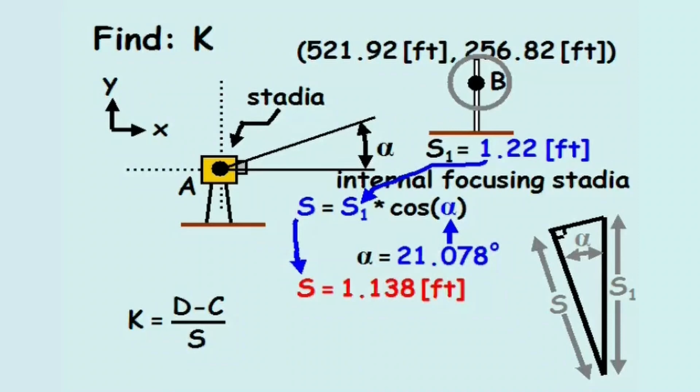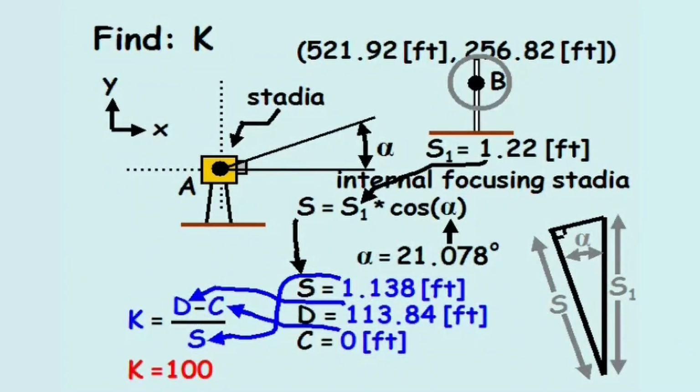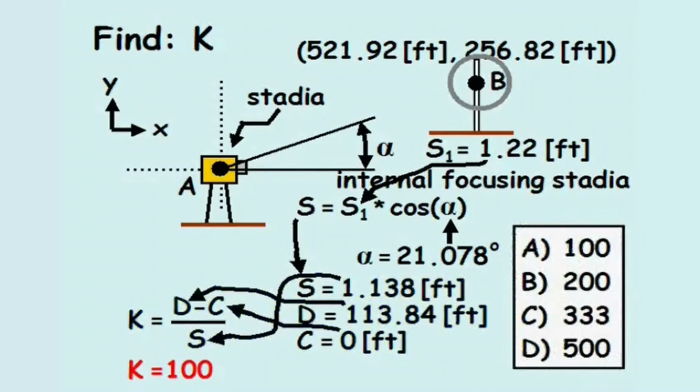If we recall our values for variables d and c from earlier in the problem, and plug in all three variables into our equation for k, the value of k computes to 100. When reviewing the possible solutions, the answer is A.